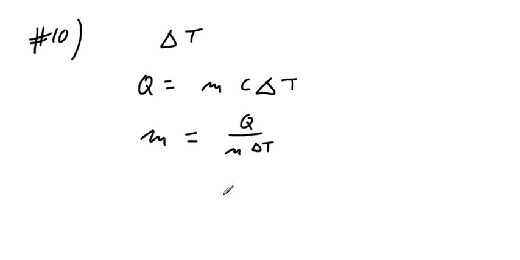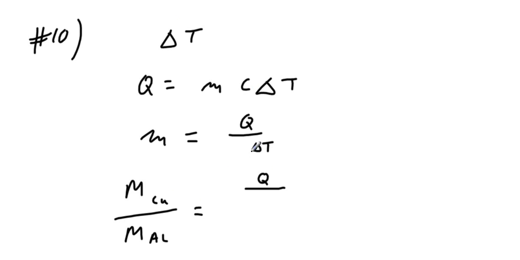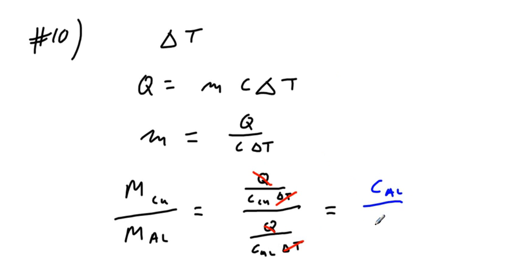We want the ratio of the mass of the copper to the mass of the aluminum. Okay, and that's going to be Q divided by the specific heat of the copper, delta T, divided by Q divided by the specific heat of the aluminum, delta T. Now, the heat absorbed is the same, so the Q's go away and the delta T's are the same, and so we end up having the specific heat of the aluminum divided by the specific heat of the copper as being our ratio.